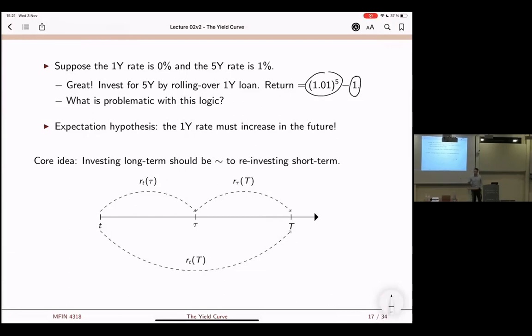Now, as you can see, there's a question in this slide, which is: what is problematic with this argument? Here it sounds like, yes, you can make money, that there's no problem just because the long-term rate is higher than the short-term rate. What is problematic with this argument?